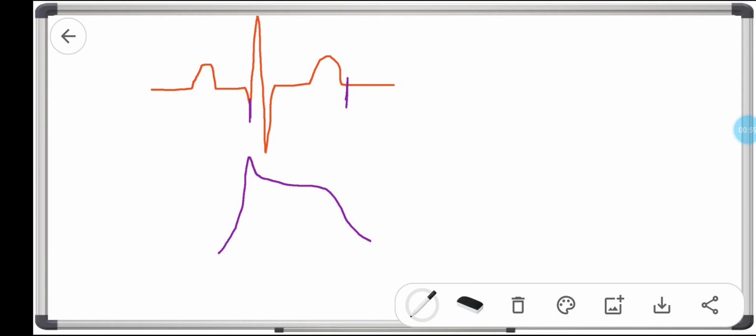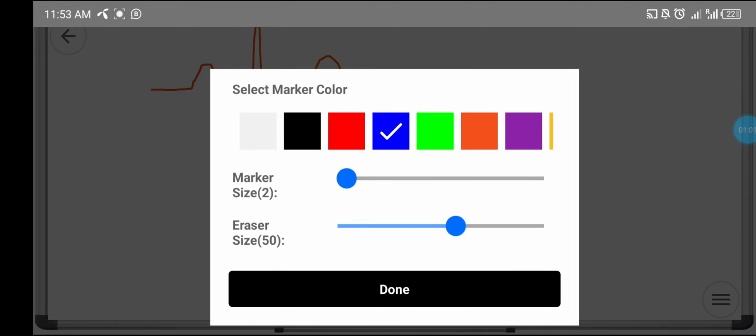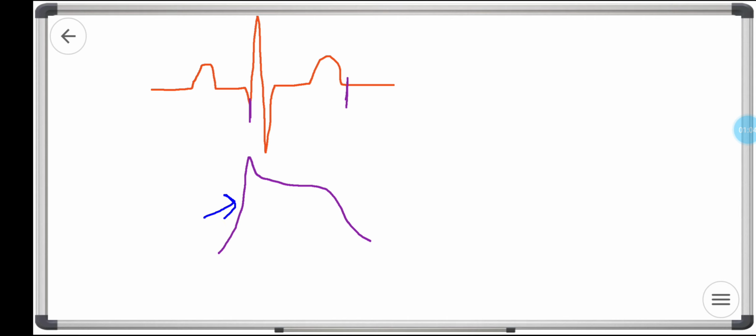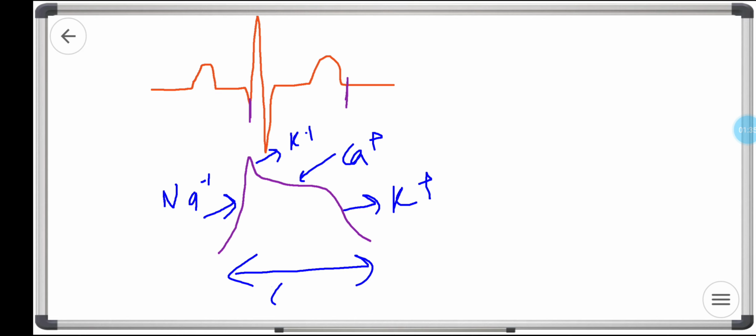So we know that this upstroke portion is because of the inward movement of the sodium channel, and this initial downstroke is because potassium is moving out. This plateau phase is because calcium is moving inward, and this rapid downward phase is because potassium is moving out. That is representing the duration of the action potential in the ventricular cells, and that action potential, the depolarization as well as the repolarization, means this QT interval.